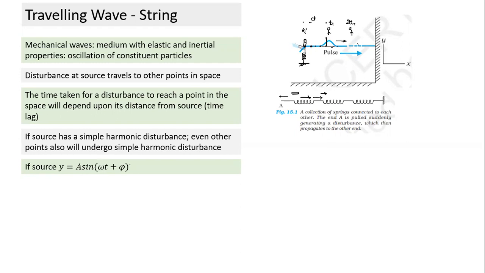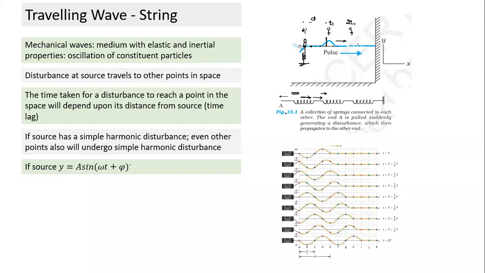So for any SHM motion of any particle on the string, if we have continuous SHM here, omega will be the same everywhere. If there's low loss of energy, A also will be the same. The only thing which will change is the phase constant. The farther the particle is, the greater is the time lag, and time lag is expressed in terms of phase lag. So you can think of it with another figure, and suppose this is the source where the string is connected.